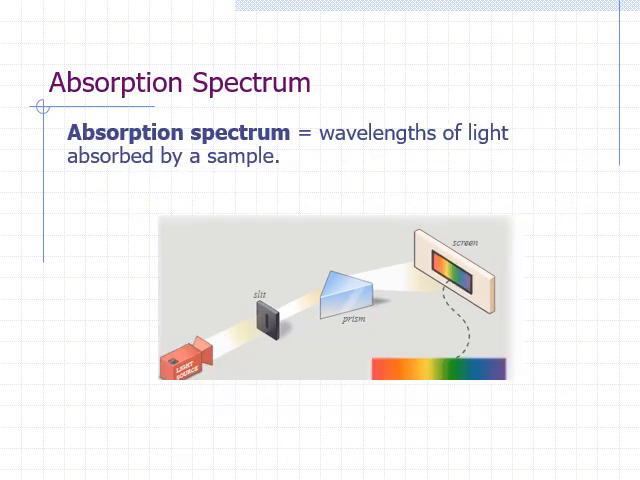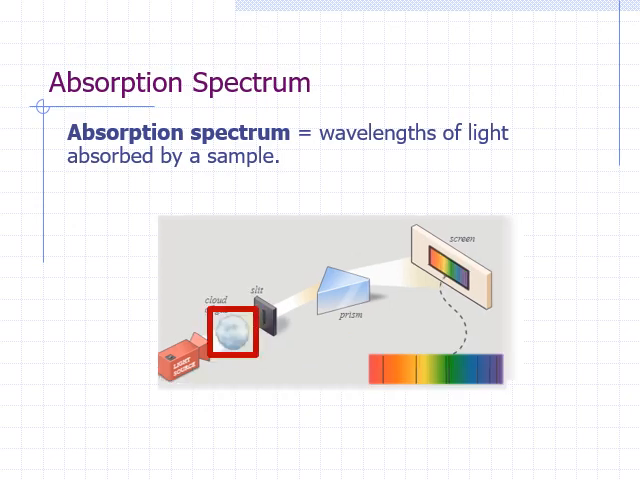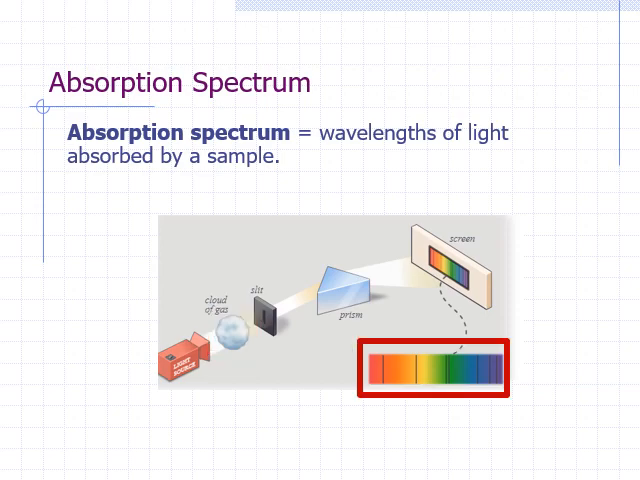The absorption spectrum of a sample refers to the wavelengths of light that it absorbs. Here's a continuous light source. Its emission spectrum shows a continuous band of colors. If we pass the light through a sample before separating it into its components with the prism, we get something like this. The dark areas correspond to the wavelengths from the light source that were strongly absorbed by the sample.